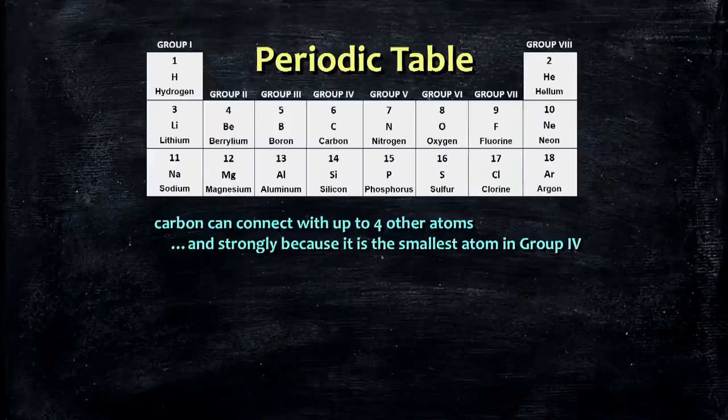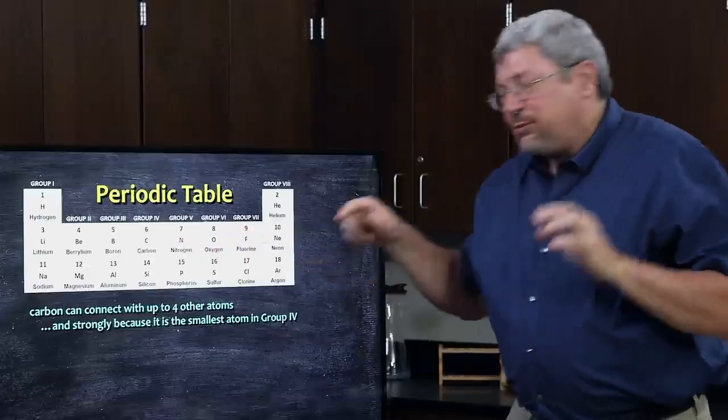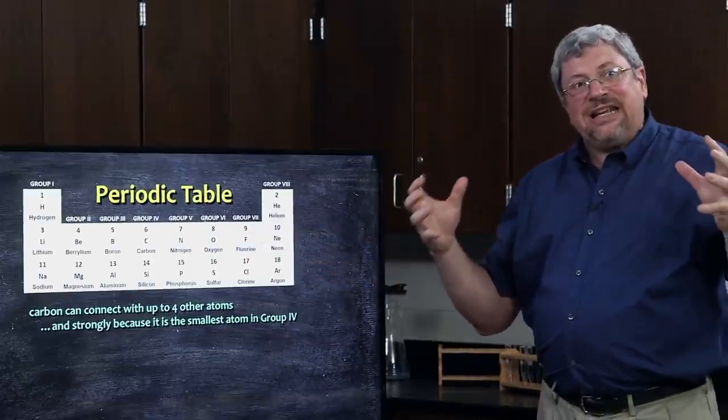It can reach out in 4 directions. On either side, boron and nitrogen can only reach out in 3 directions. Oxygen and beryllium can only reach out in at most 2 directions. Fluorine and lithium can only reach out in 1 direction. And of course, these noble gases, they won't have anything to do with anybody, so they're not useful to anything. The carbon is the one that has the most potential.